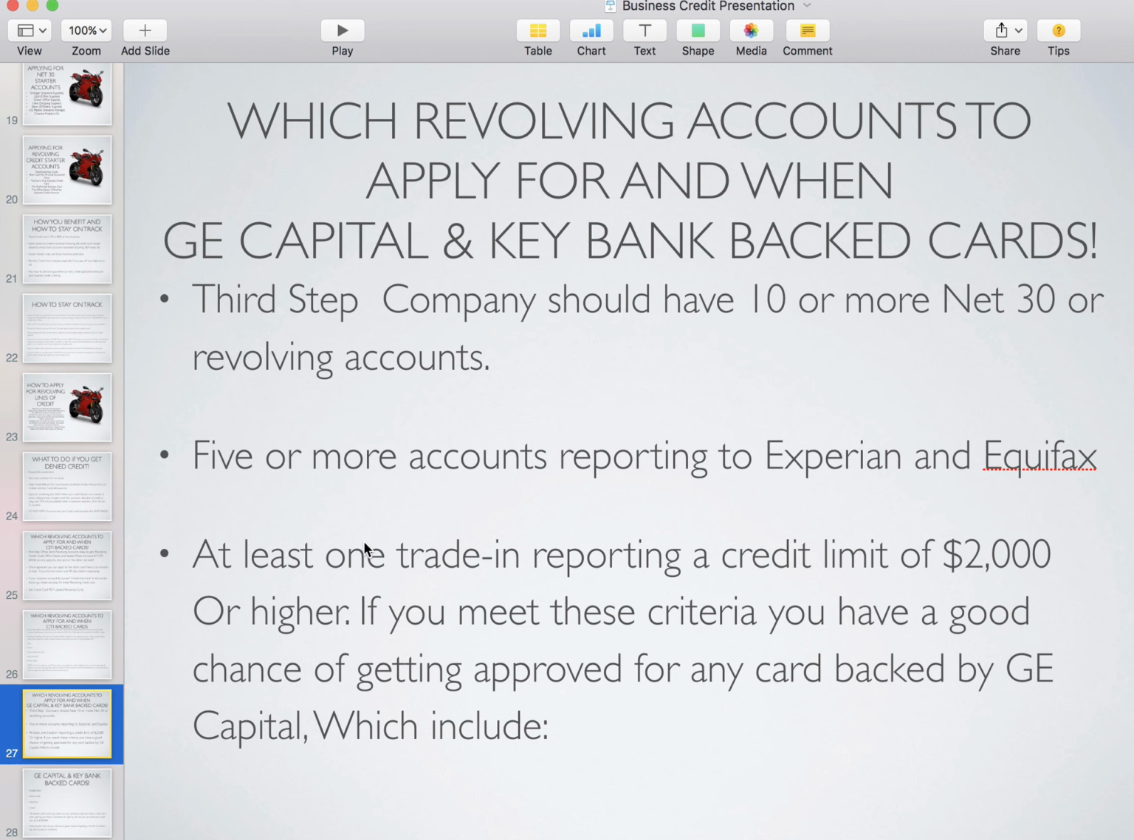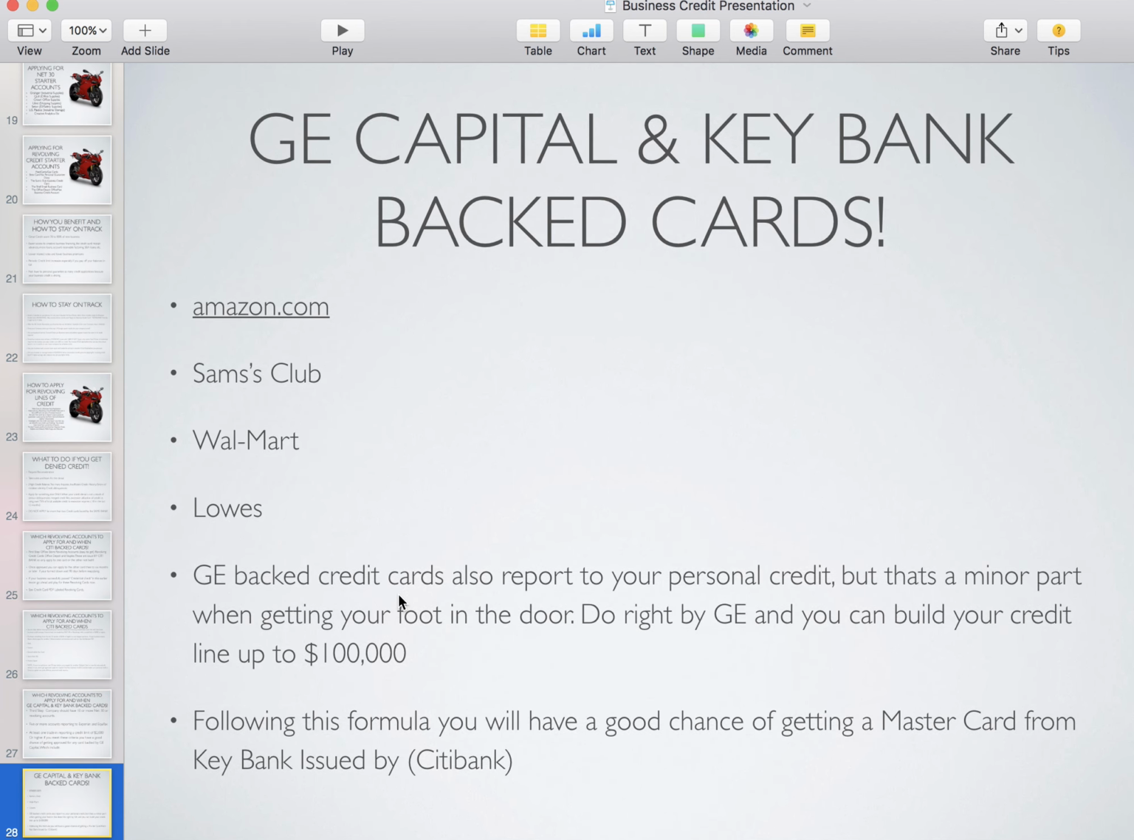See, by this time, you're actually building credit. You probably got about $2,000 worth of a credit limit on your credit report. You're reporting to Experian. You're reporting to Equifax. You have Dun & Bradstreet reporting. You have over 10 net 30 accounts. You have a couple of revolving credit accounts already on your credit report of $2,000 or higher. Now, if you meet these criteria, you have a good chance of getting approved for any card backed by GE Capital, which will include Amazon.com, Sam's Club, Walmart, Lowe's.